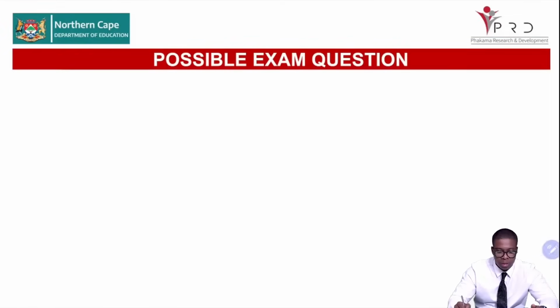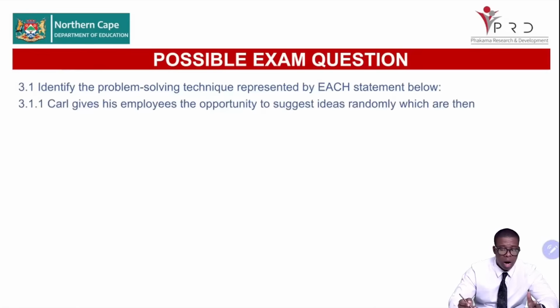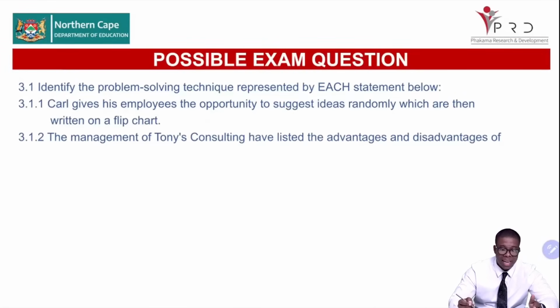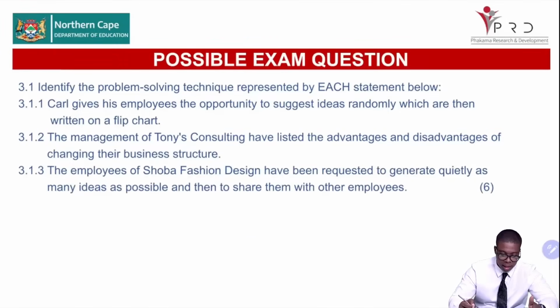Then we look into another subtopic, which is creative thinking and problem solving. With creative thinking and problem solving, the focus will be on how you should master the skill of identifying the problem solving techniques from the scenario. So in 3.1, you are expected to identify the problem solving techniques from the statements provided: 3.1.1, 3.1.2, and 3.1.3.